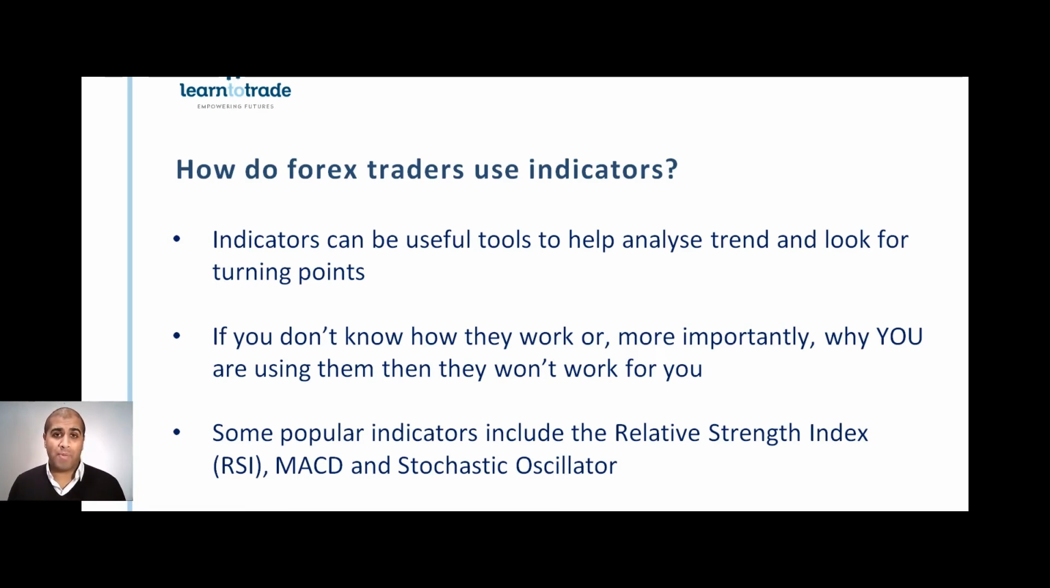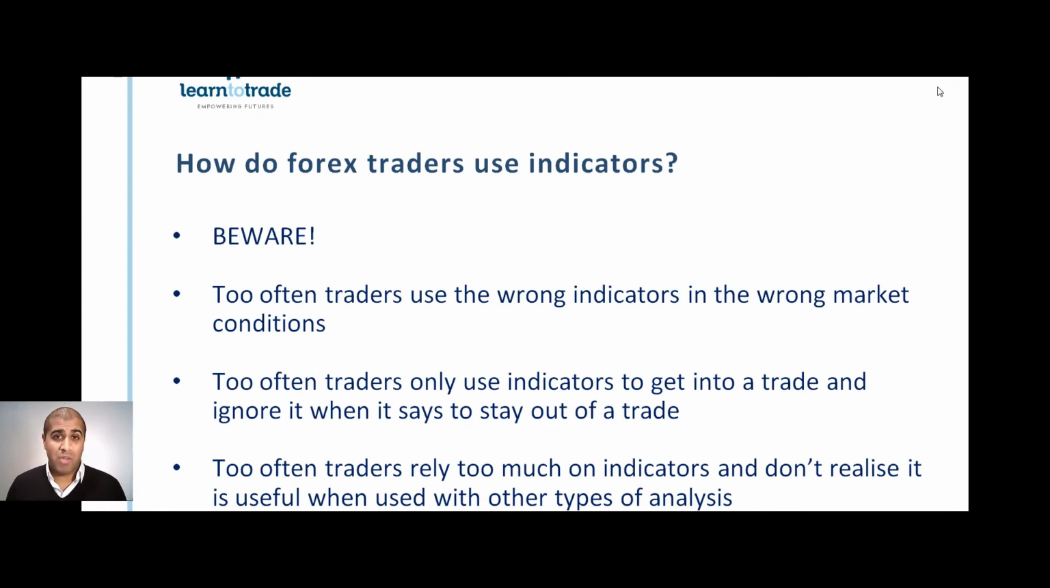They can all help us identify what the trend is and whether it's likely to continue or not, or whether the trend is likely to come to an end, but the way they get there is going to be slightly different. So one thing to be aware of is the fact that too often traders use the wrong indicators in the wrong market conditions. They're using indicators which are best to look for turning points or reversals in the market, and they're implementing that on a trend-based market. Simply not going to work, okay?